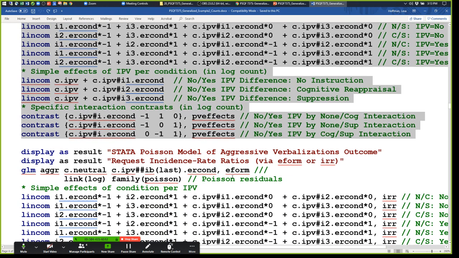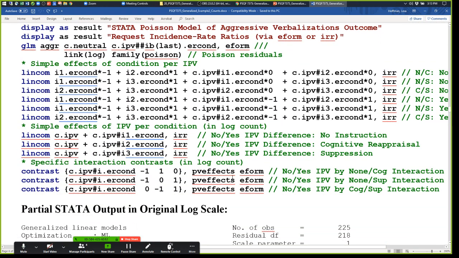And if you want effect sizes, here's something else I had to figure out the hard way. It's not IRR in GLM, it's eform. Like the eform, e to the form. That's what that means. But if you want to do it on lincom, it's not eform, it's IRR. Do you know how I figured this out? Error messages, and tried the other one until I got it to work. That's how. And then back to eform on contrast, just because. So some combination of either eform or IRR gives you the exponentiated version of these things.